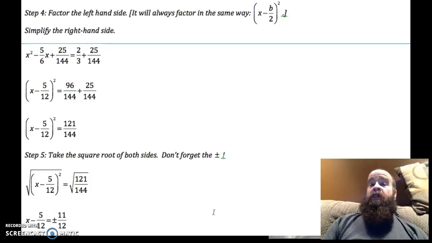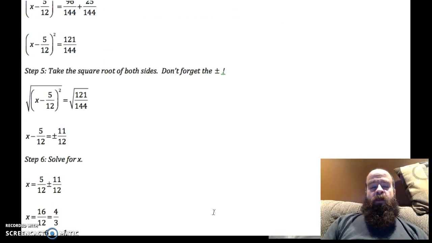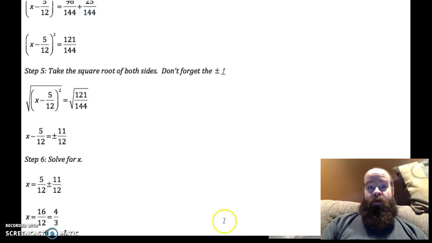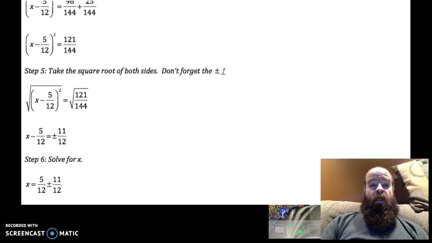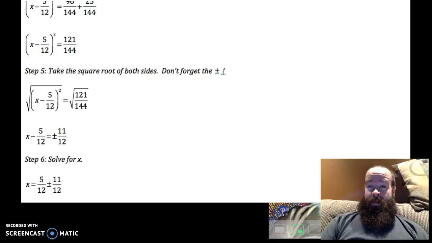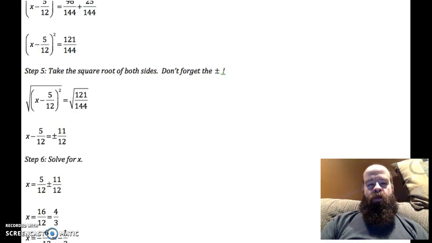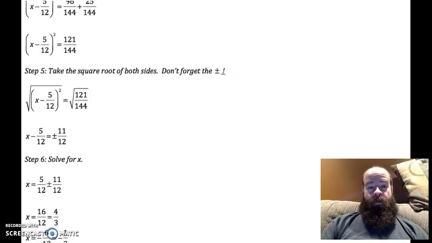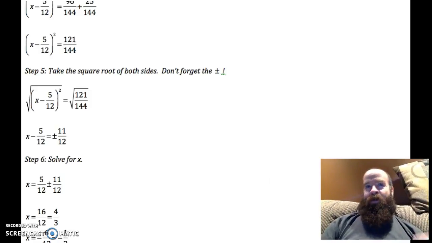The last step then is to get x by itself. So what you're going to do is just add 5/12 to both sides to isolate x. That gives you 5/12 plus or minus 11/12. And so x has two values. The one you get when you add 5/12 and 11/12, which gives you 16/12, simplifies down to 4/3. And the other one you get 5/12 minus 11/12, which is negative 6/12, which is negative 1/2.